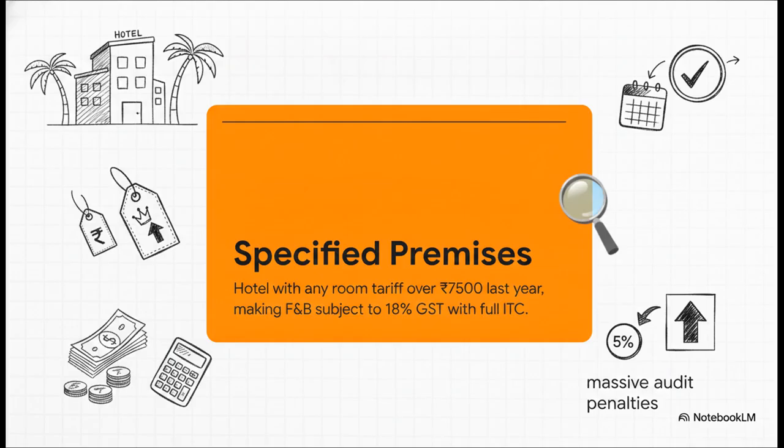Think about that. If your revenue management team bumps up a room rate for New Year's Eve just once, without telling the tax compliance team, you risk undercollecting GST on all your food and beverage sales next year. You'd be charging 5% instead of 18%, literally setting yourself up for massive audit penalties.